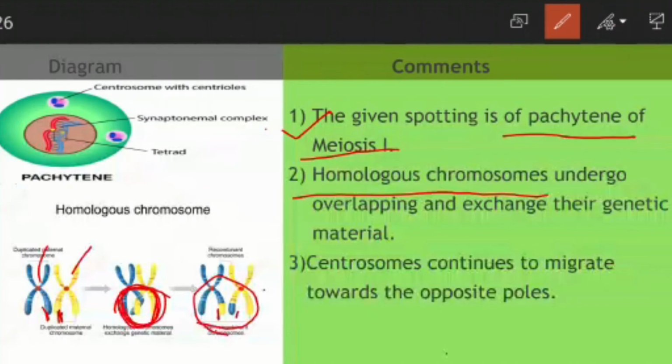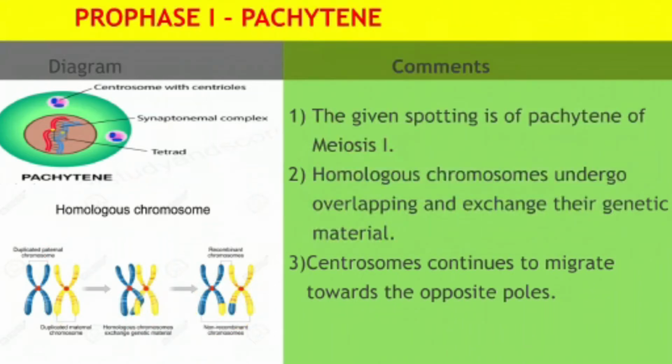Means in pachytene, these non-sister chromatids undergo overlapping, or crossing over, and they exchange their genetic material. This is the most important point. Then what about the centrosome? Its migration is continuous. The centrosome continues to migrate towards the opposite pole. So here we have completed pachytene.